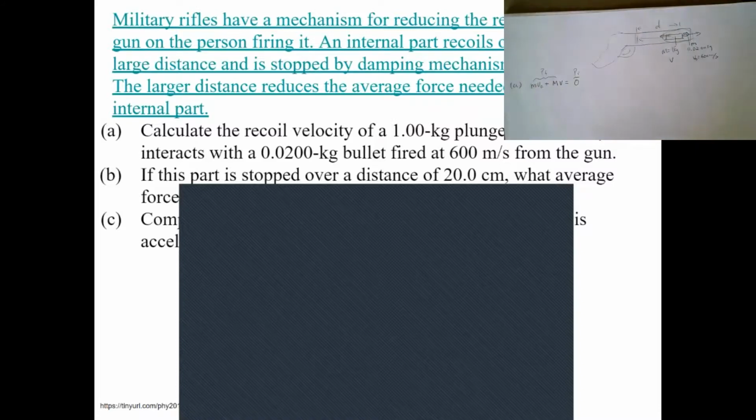So the velocity of the plunger, that's the unknown. You want to move this to the other side of the equation. So capital MV equals minus small mv0.